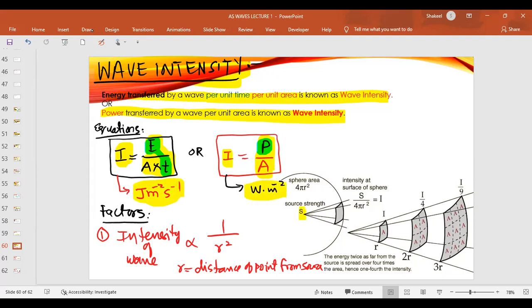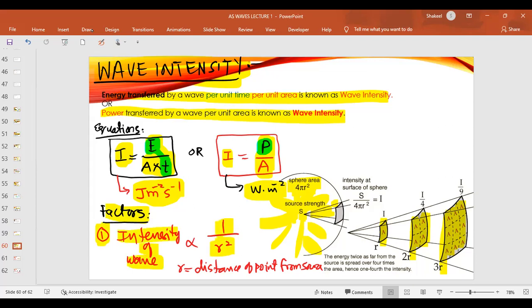So let's say this is the source and it is emitting some radiation, and you know that radiation, when spreading, spreads in the form of a sphere, and that sphere has an area of 4 pi r square. And as it is moving forward, it is spreading. That's why the intensity is going to decrease. So the first factor for the intensity, these are very important factors, that factor is r square.